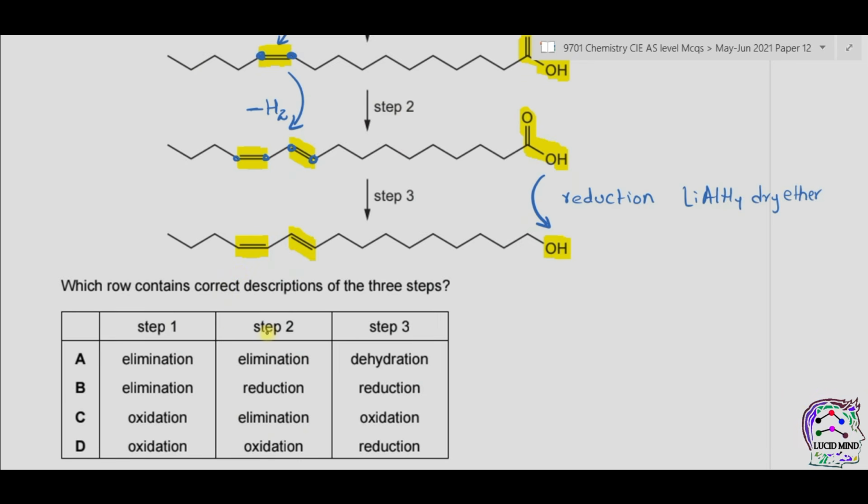In step 1 and in step 2 we have seen there is a loss of hydrogen, so loss of hydrogen is called oxidation. In step 3 it is a reduction process. The correct answer is therefore part D.